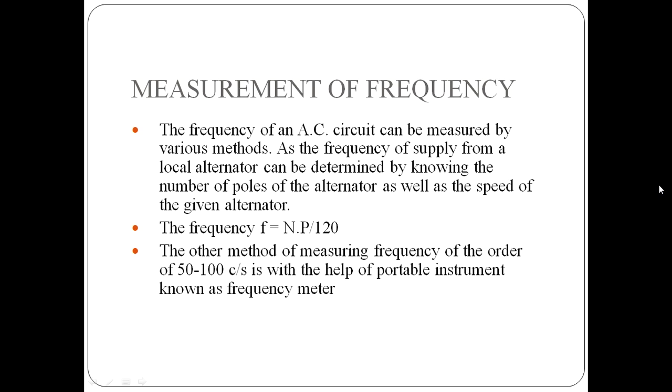The other method of measuring frequency, of the order of 50 to 100 cycles per second, is with the help of a portable instrument known as a frequency meter. A frequency meter is an instrument that displays the frequency of a periodic electrical signal to an accuracy of the value. It counts the number of events occurring within the oscillation during a given interval of time. As the preset period gets completed, the value of the counter is displayed on the screen and the counter is reset to 0.